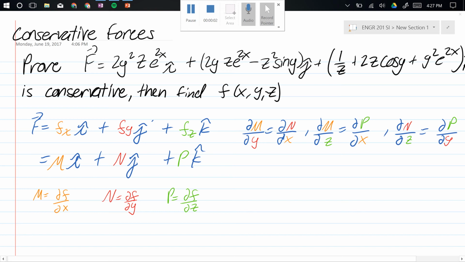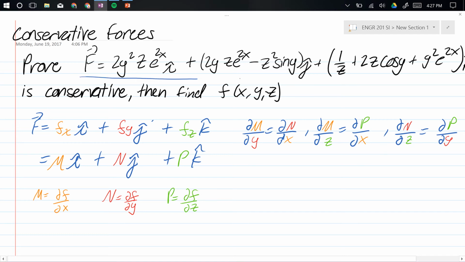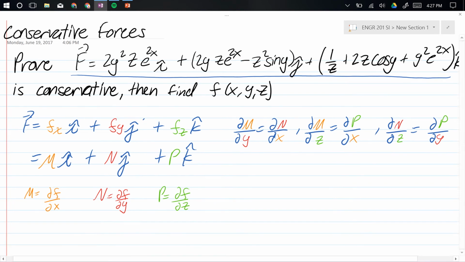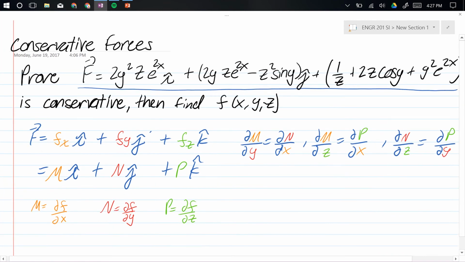Hey everyone, I am making a video about conservative forces, how to prove they're conservative, and then how to find the f of x from which it was derived. So we're given this F here, it's really long. We have an i, j, and k component. Sorry, k is a little cut off at the end.